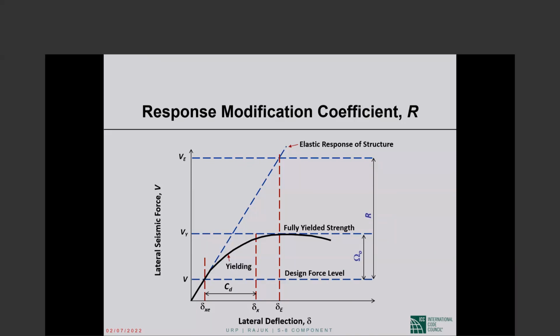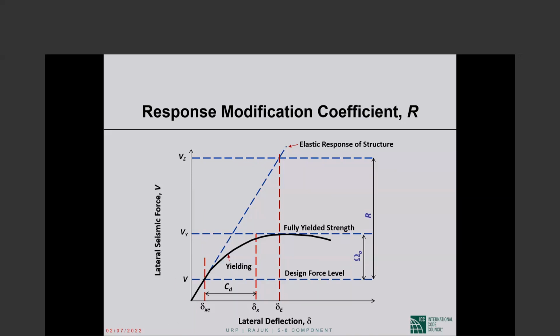The simplest way of looking at it is the ratio between the hypothetical elastic design base shear and the base shear we are actually using in design. Now, this design base shear V is distributed along the height of the structure in the manner prescribed by the code. And we will look at that distribution in a little bit.